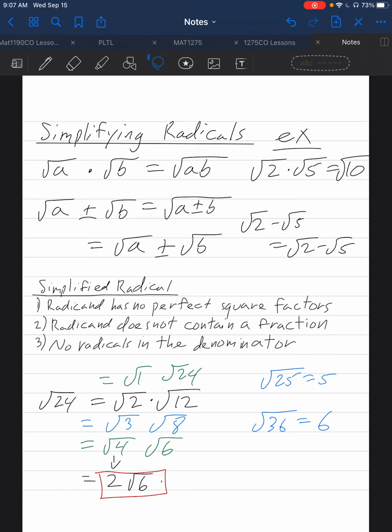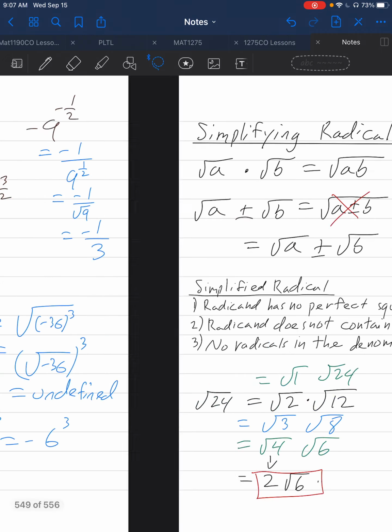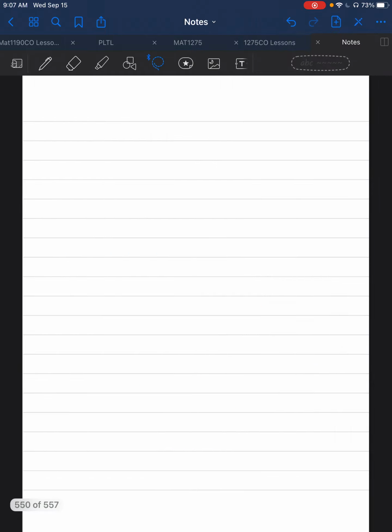Now, does this hold true for addition and subtraction? The answer is absolutely not. It does not hold true. If you were to subtract radical 2 minus radical 5 or something like that, you're not going to get radical negative 3, or negative radical 3. It doesn't work that way, right? If the radicands are different values, then you cannot add or subtract them together. That's just what you're going to get.